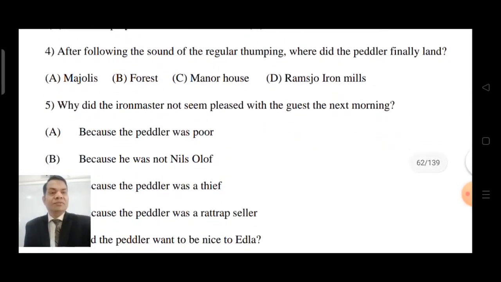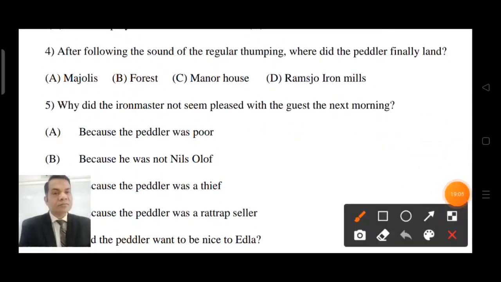Fourth one. After following the sound of the regular thumping, where did the peddler finally land? Mesolis, Forest, Manor House, Ramzo Iron Mills. We all know he went to Ramzo Iron Mills.